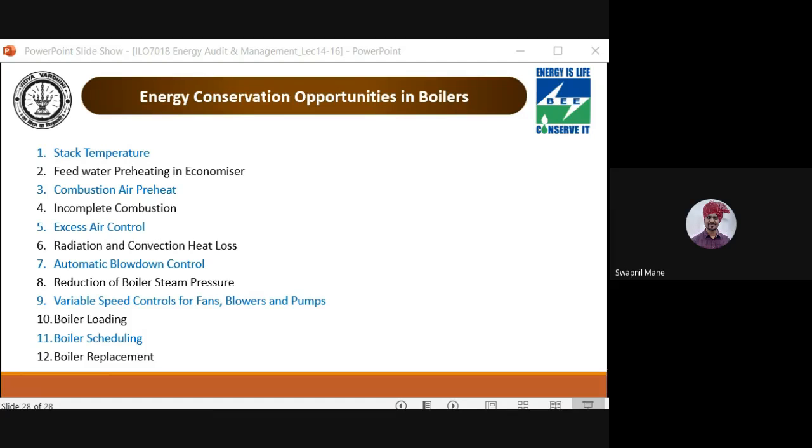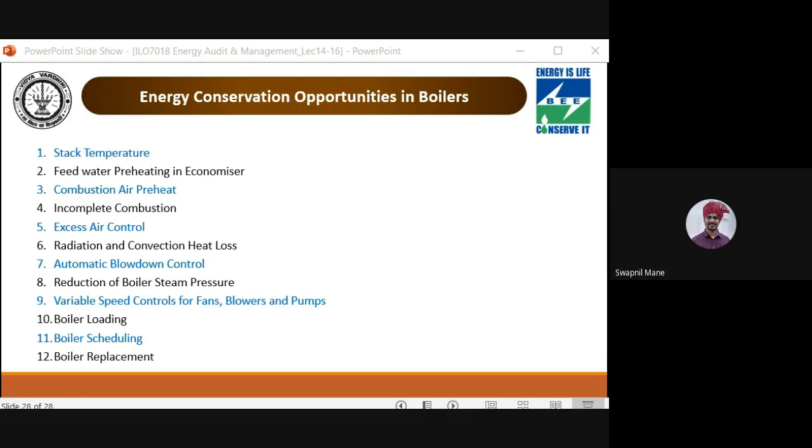Incomplete combustion can be avoided by maintaining a proper air fuel ratio, uniform fuel size in case of solid fuels, and proper flow of oil and gas fuels. There should not be any small pieces or fines which may block the air passage, which can cause poor oil distribution, depending on the type of oil. Okay, in case of oil fired boilers.